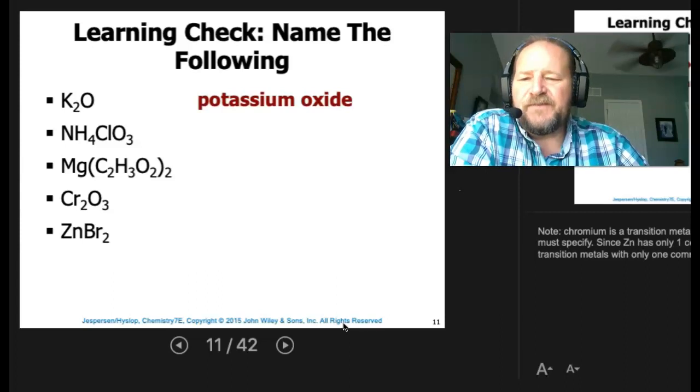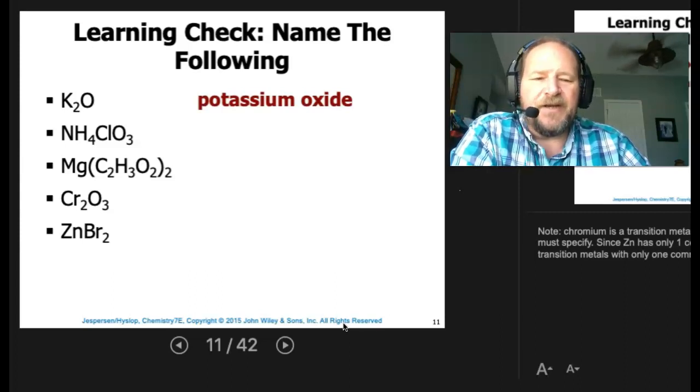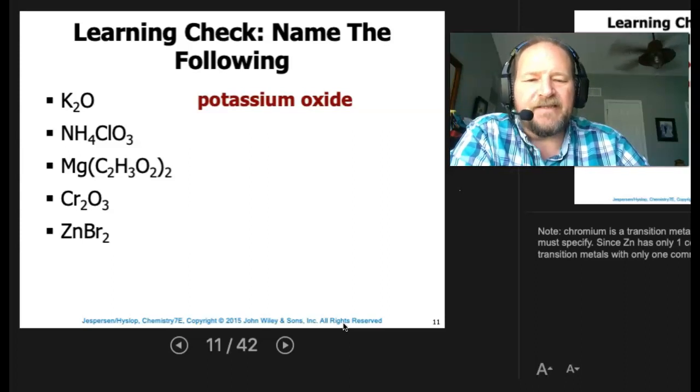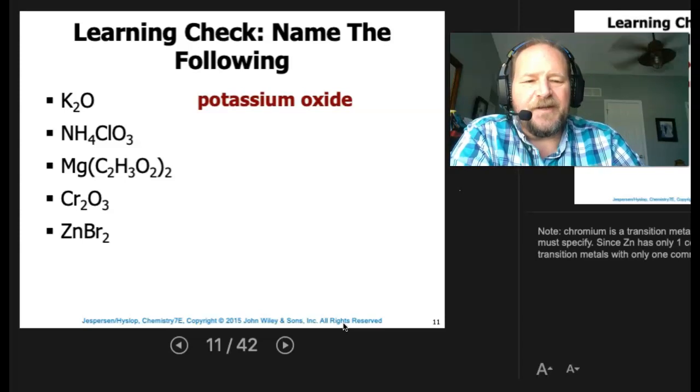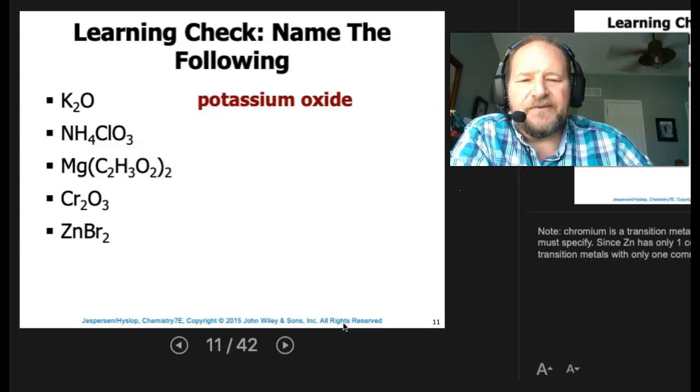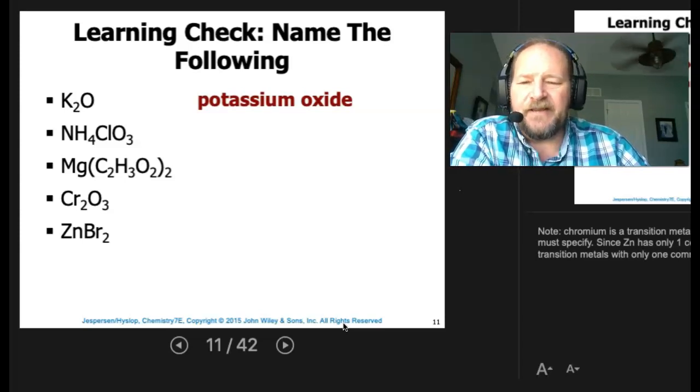So here we have NH4 and then ClO3. So NH4 is going to be ammonium, and that's going to be a polyatomic name. ClO3 is also a polyatomic, and that's going to be chlorate. And now I'm just going to take those two polyatomic names and I'm going to put them together. So I get ammonium chlorate.